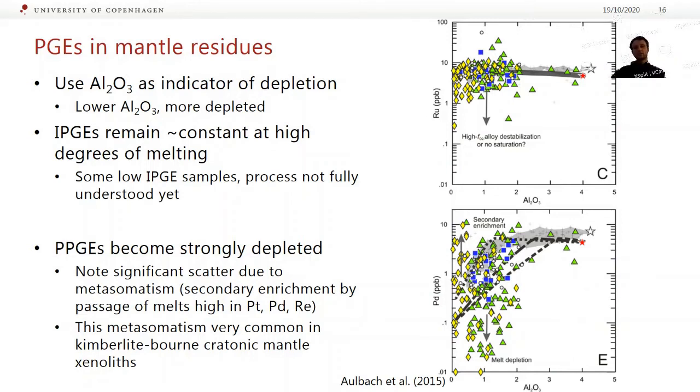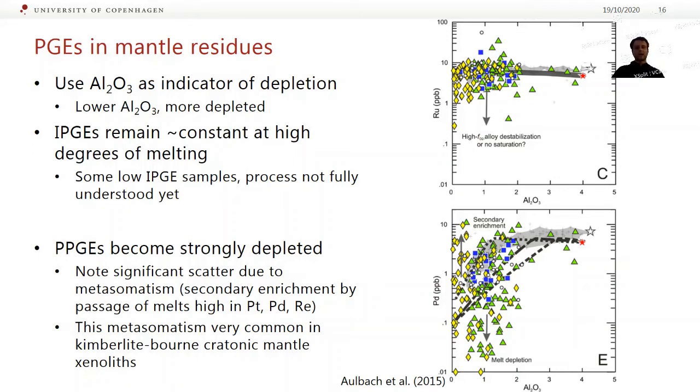By contrast, the PPGs, so plotted here is palladium on the bottom figure, they become strongly depleted. So again, starting at the red star, as you melt, removing aluminium, it moves to the left, and then at the point that sulfide is exhausted, and it happens at different points at the different pressures of the different dashed lines, the palladium content starts to drop quite quickly in the mantle residue. And so you can see that some of these mantle residues go down to very, very low palladium concentrations, much lower than we ever see in any of the samples for ruthenium.